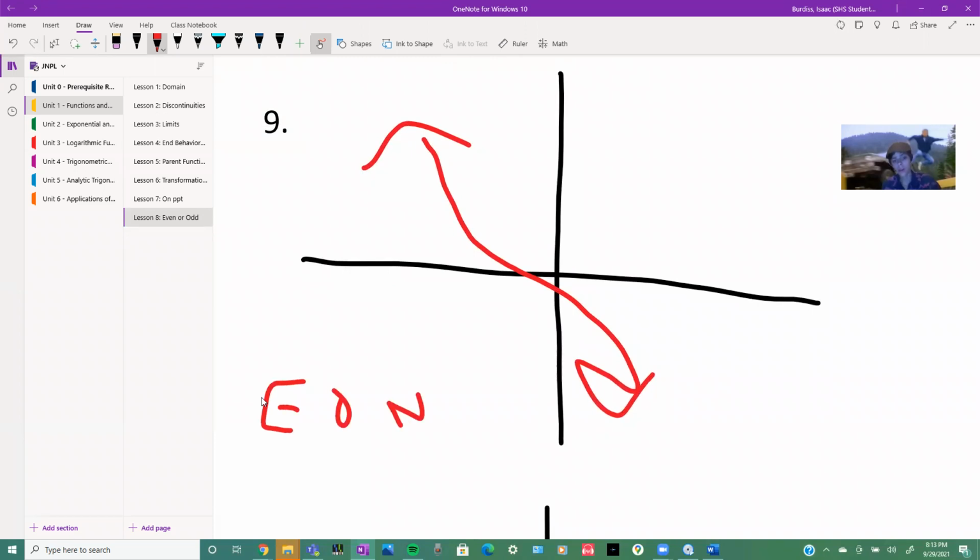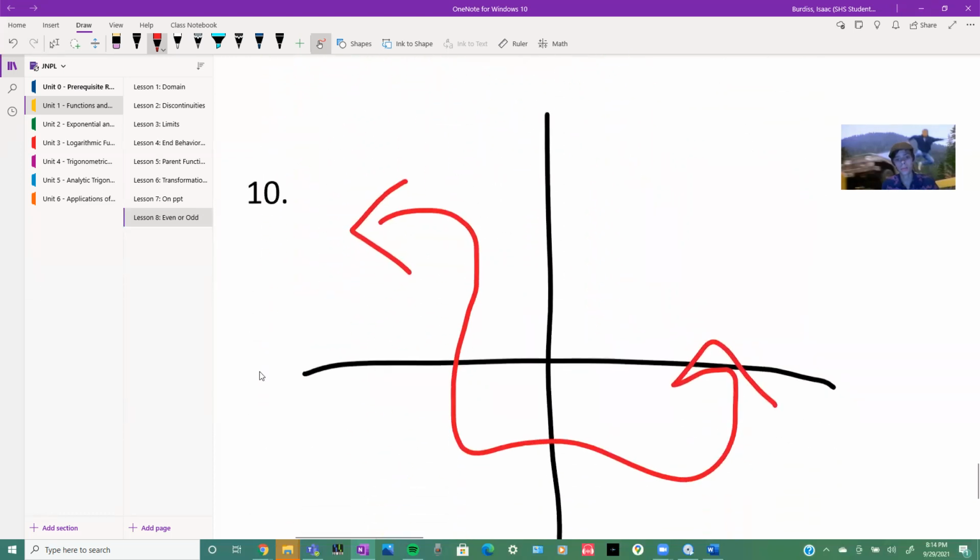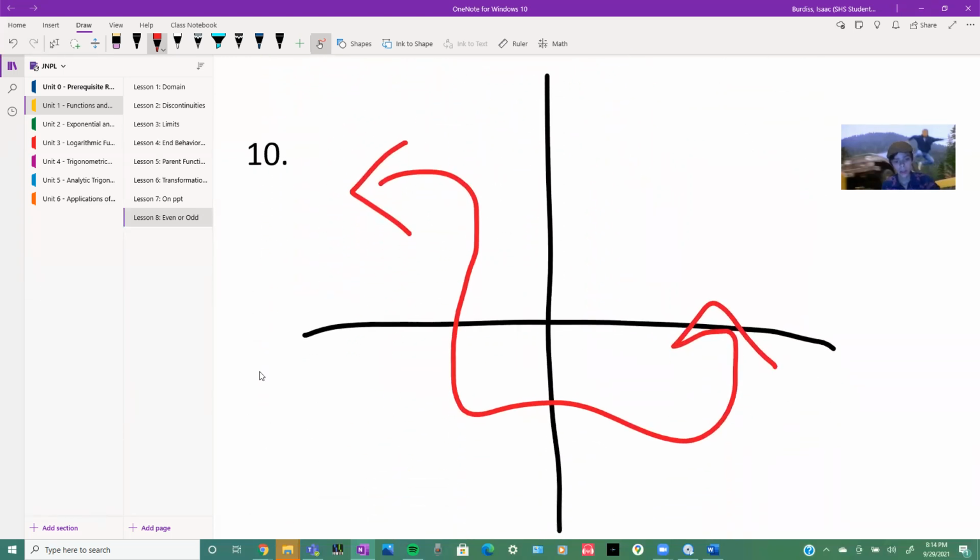All right, now this one, number 9, E, O, N. You cross out even because the arrows are in different directions, so it could only be odd or neither. Now I said that if you flipped this 180 degrees, if you rotated it and it was the same thing, then that would mean it's odd. And another way to look at it is just, does it look like it could be folded over evenly? It's a little bit hard to tell because this isn't an accurate graph, but it was supposed to be yes, odd.